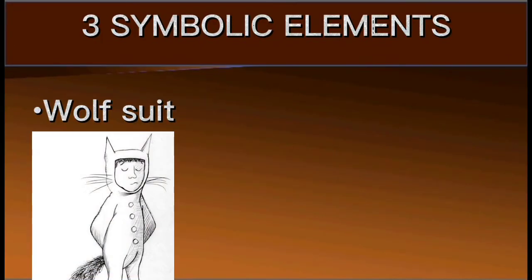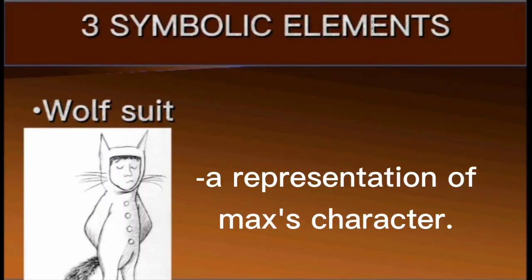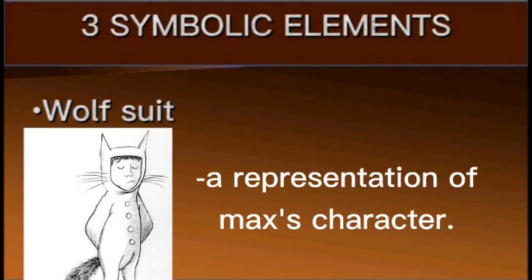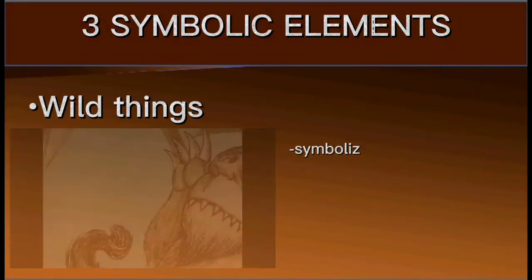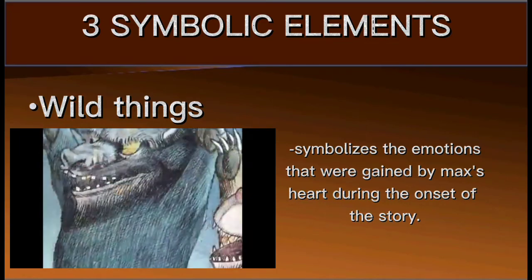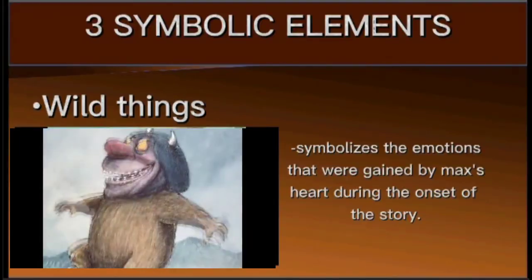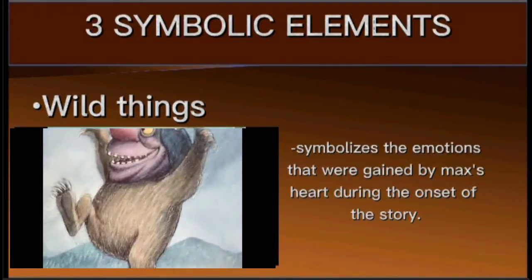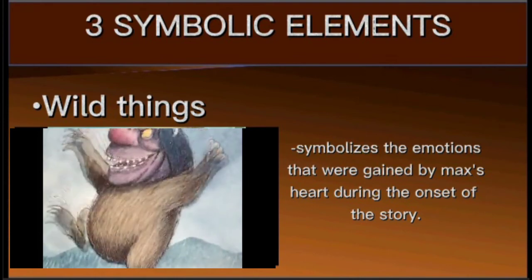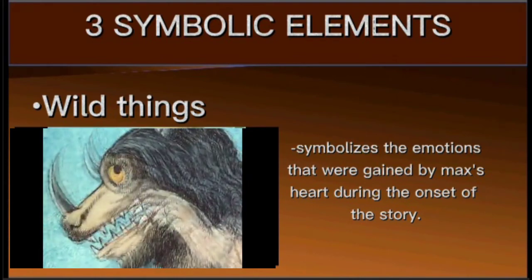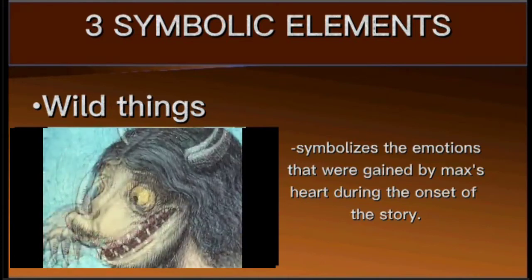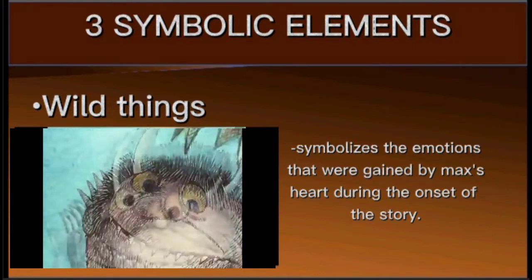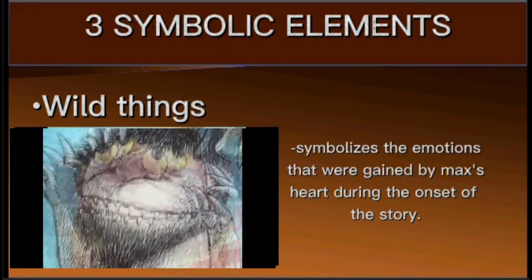Second, the wolf suit of Max is not just a simple and meaningless suit. It is actually a representation of Max's character, just like a wolf. Max is wild and tough. Third, the wild things symbolize the emotions that were gained in Max's heart during the onset of the story. Just like the angry and terrible things, Max was also angry and frustrated, which made him really terrible. Indeed, the wild things are the manifestations of Max's dark emotion during that certain moment.